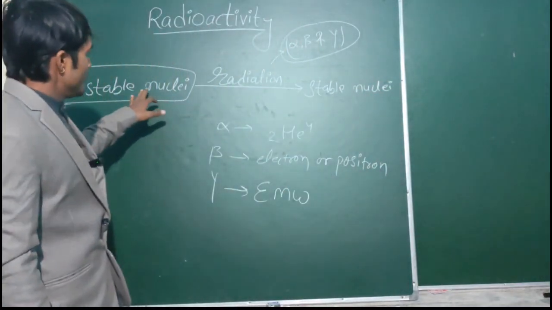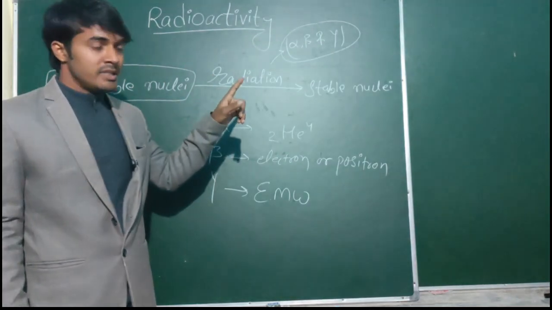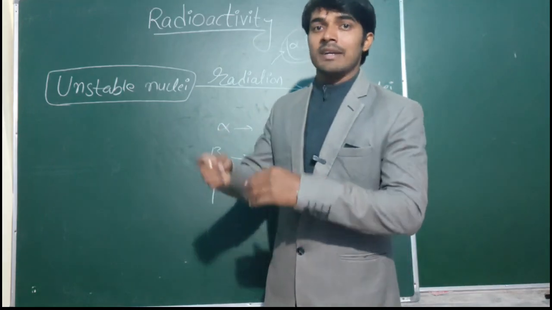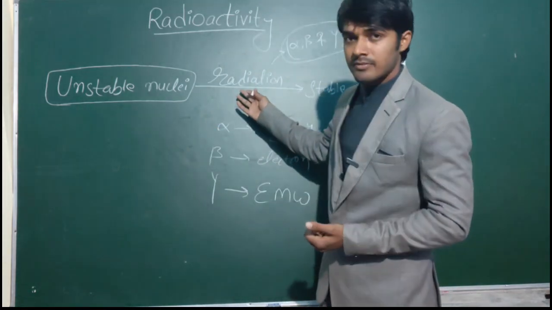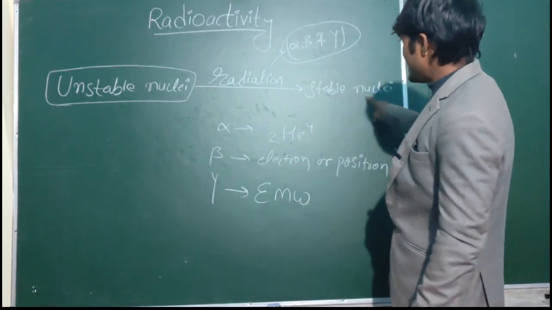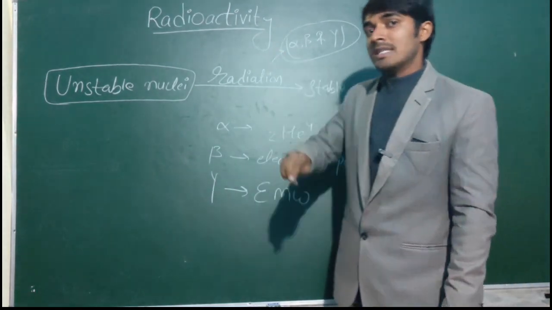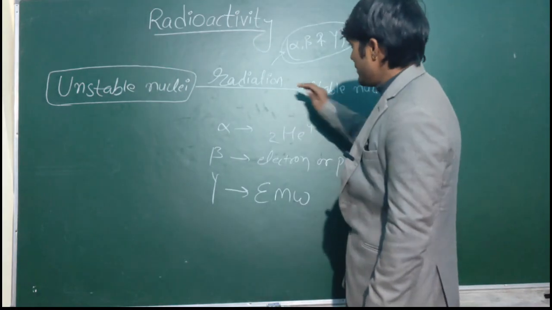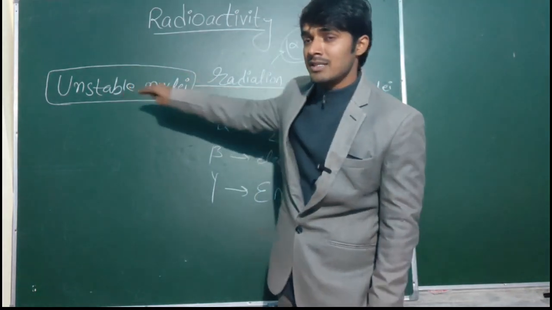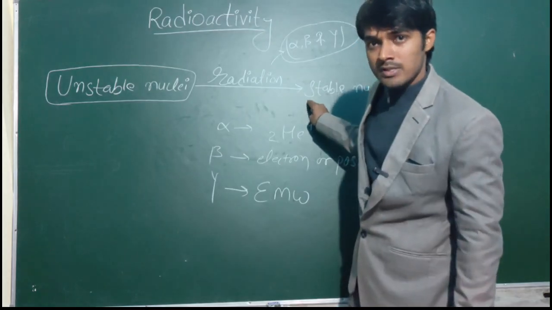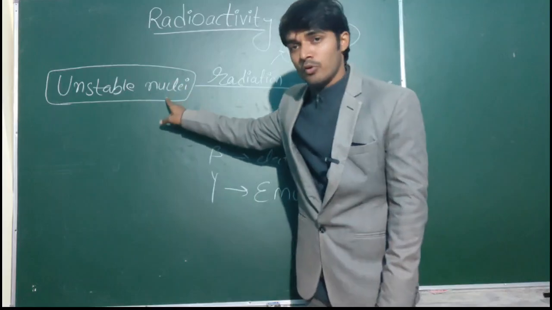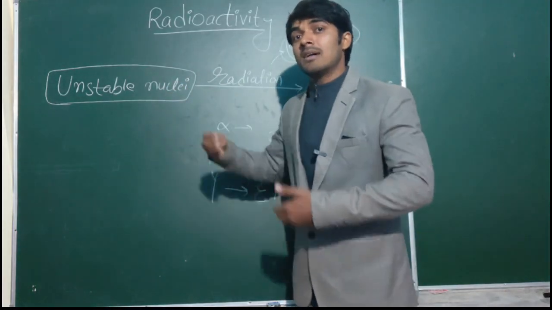So unstable nuclei are the radioactive nuclei. These are the things that we can correlate: the unstable nuclei are the radioactive nuclei, and radioactive nuclei will emit radiation to become stable, to become balanced. And the stability of the nucleus is not absolute stability. By emitting some sort of radiation, the nucleus becomes more stable than the earlier version, but it is not the most stable version of the nucleus. The stability is comparatively more than the earlier version.